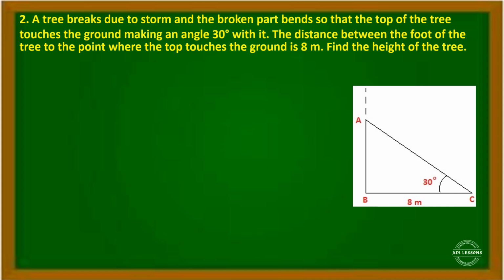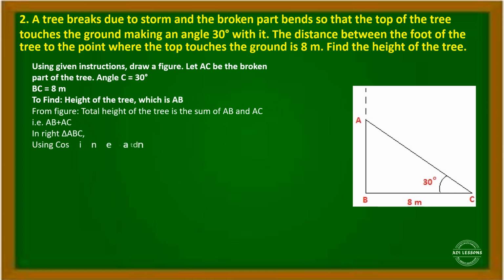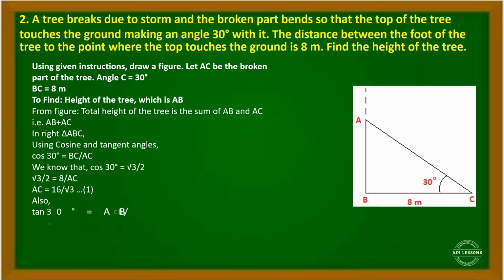Here we observe the picture. AB is the height of the tree, and the angle made by the tree is 30 degrees. Using the given instructions, draw a figure. Let AC be the broken part of the tree. Angle C equals 30 degrees. BC equals 8 meters.